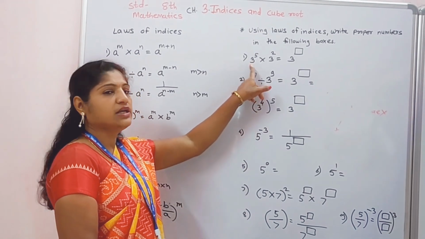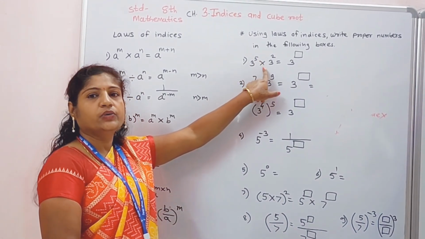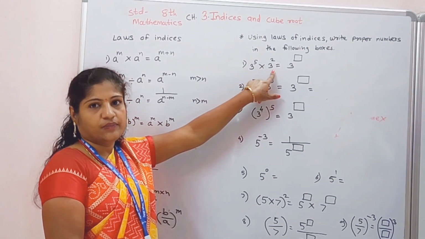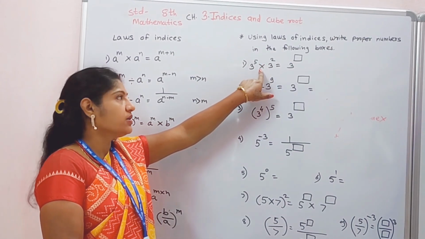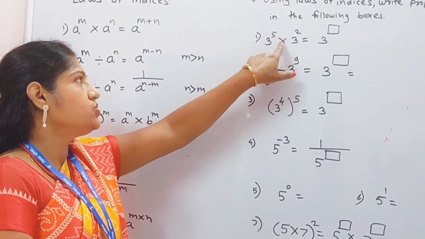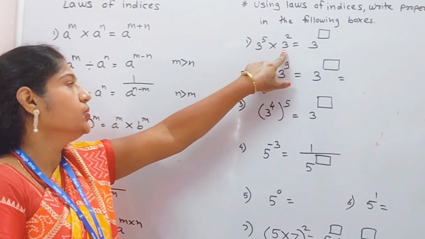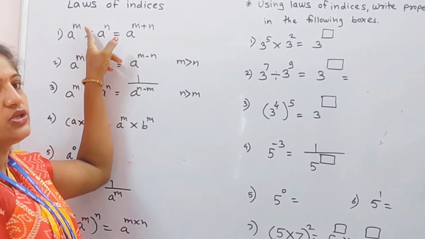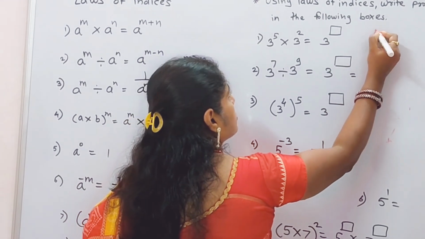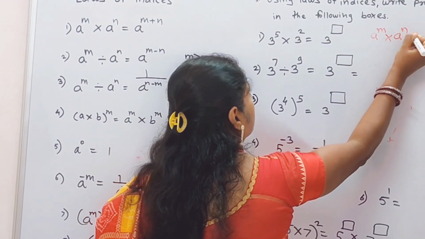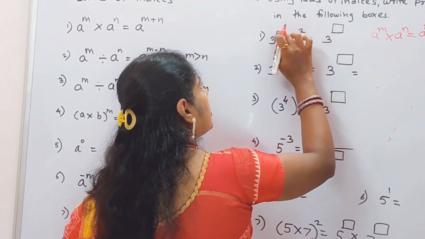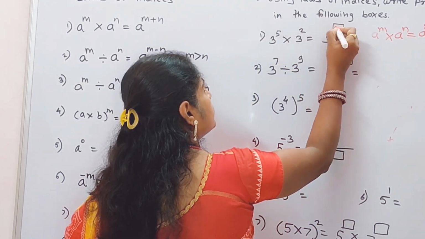First example is 3 raised to 5 into 3 raised to 2. Base is equal and there is multiplication between these index numbers. So 3 raised to 5 into 3 raised to 2, we use a raised to m into a raised to n equal to a raised to m plus n. The summation of these two numbers 5 plus 2, that is 7.